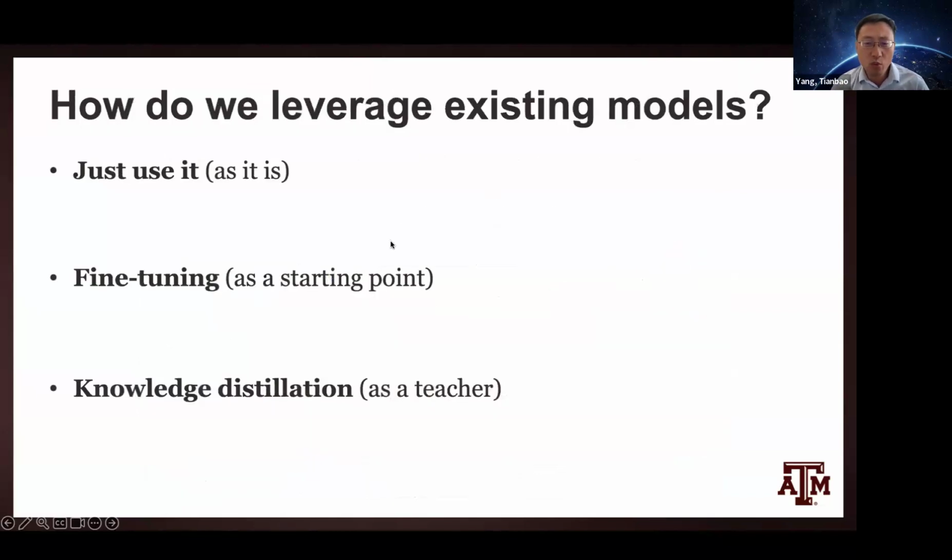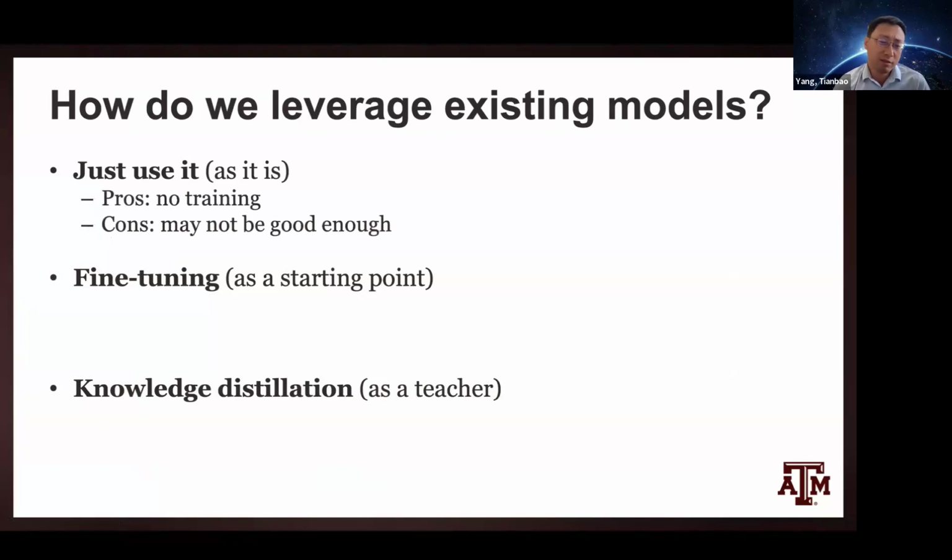All right, so there are different ways to leverage existing models. First is just use the model as it is, right? You can use the model for transfer learning, maybe on a task that's similar to what the model was trained on. The pro is that there's no training, you just use the model. But the con is that the model may not be good enough for your data set, for your task.